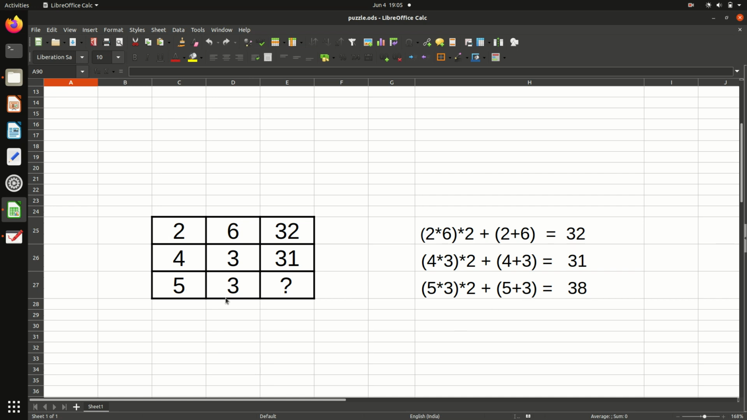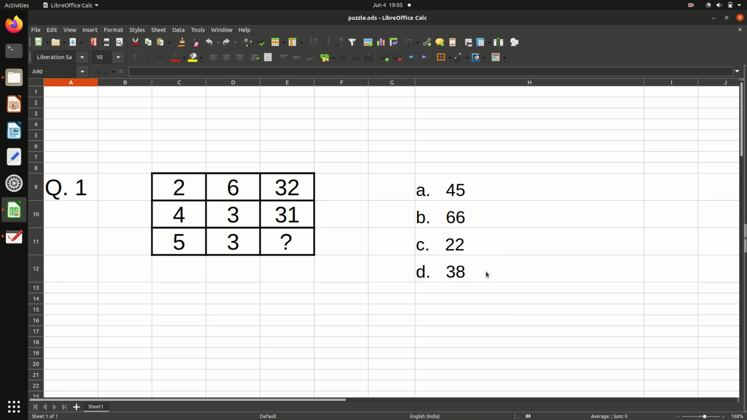So again, at first we will do the product. So 5 into 3 is equal to 15, and then we have to multiply by 2, so we will get 30, and then we have to add the sum of these two numbers, 5 plus 3, which is 8. So 30 plus 8, 38. So 38 should be our answer, and we can see the option. Option number D will be our answer.